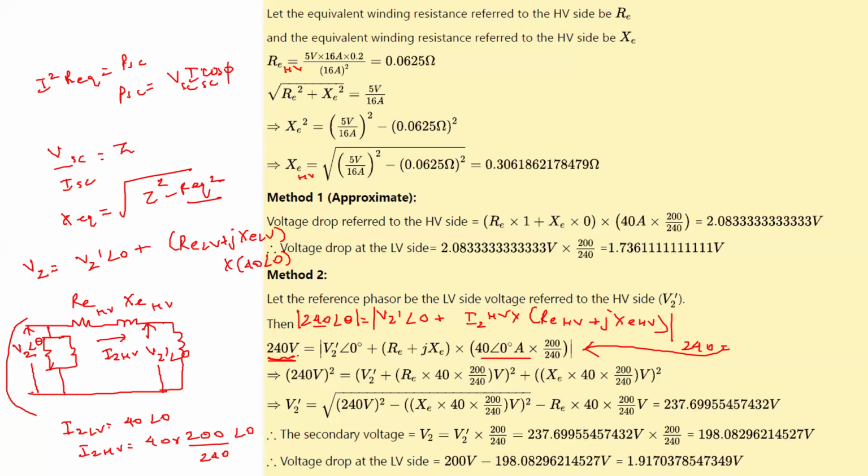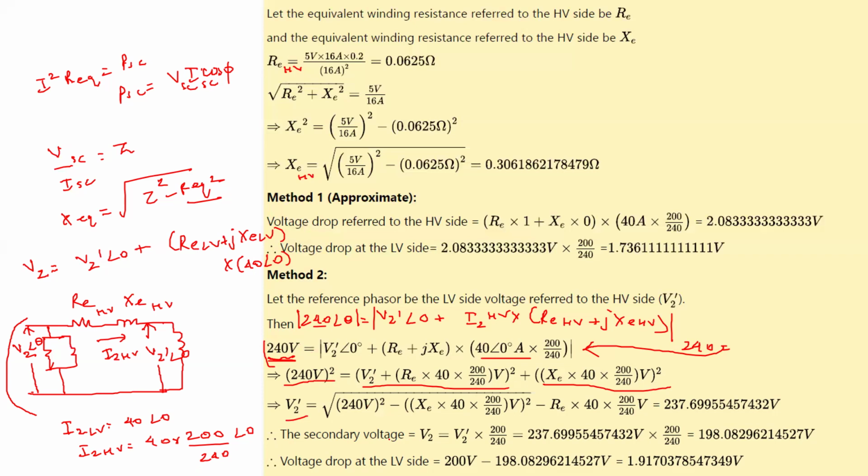Okay, now in this magnitude part you have some real part and you have an imaginary part. If you take the magnitude of a complex number, it becomes the square root of real part square plus imaginary part square. So the square root you are sending here, so you are squaring the whole equation. It becomes 240 square and the square root gets cancelled. Now in this expression, the only unknown is V2 dash. So if you solve for it, you'll get V2 dash.